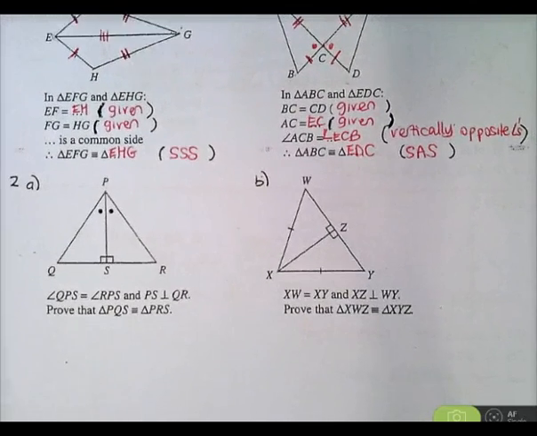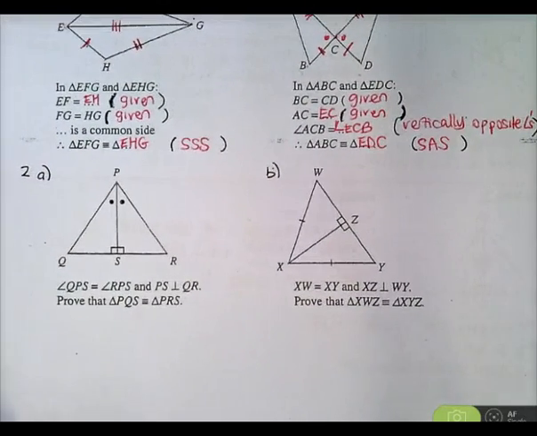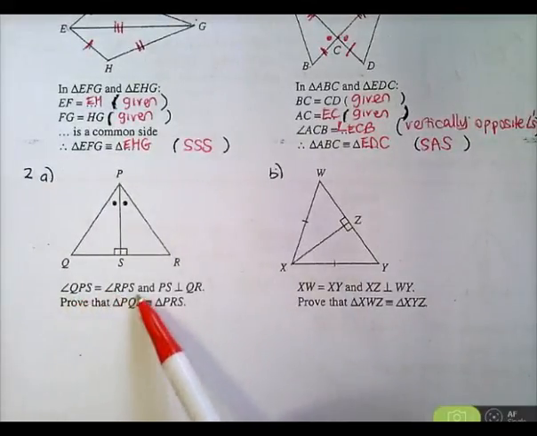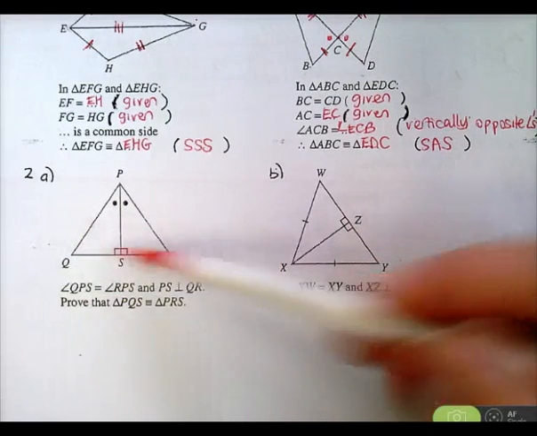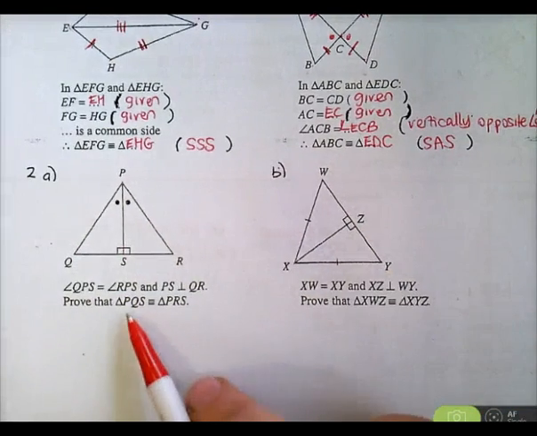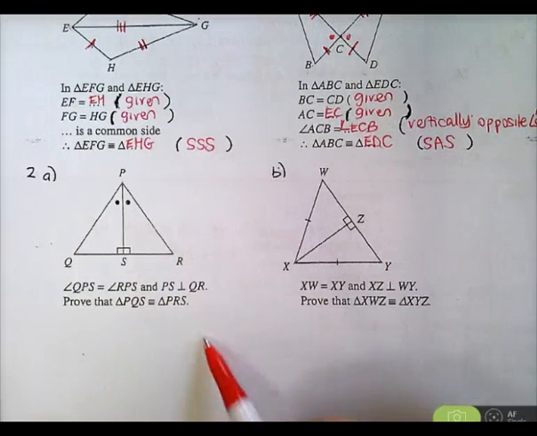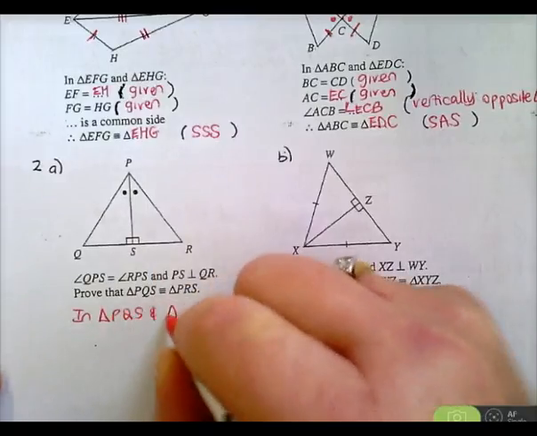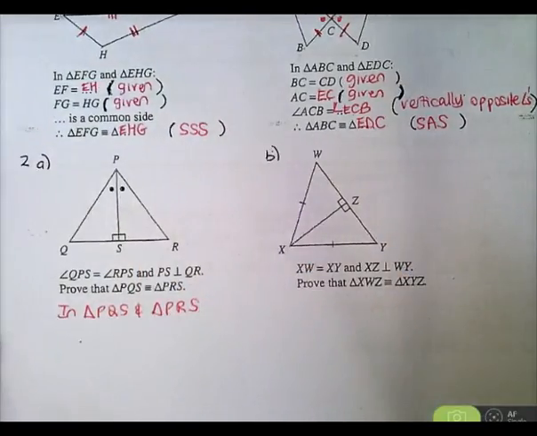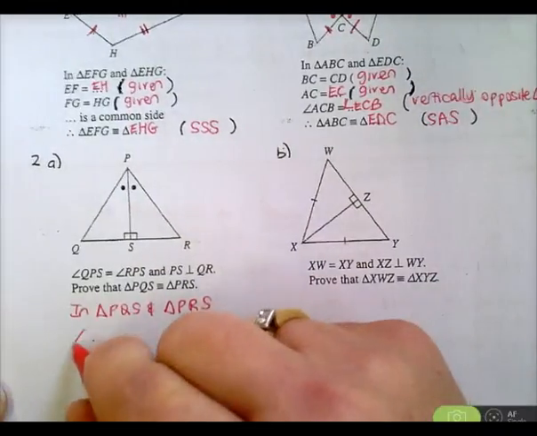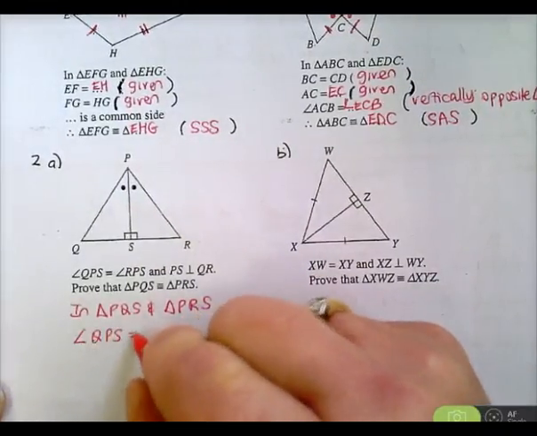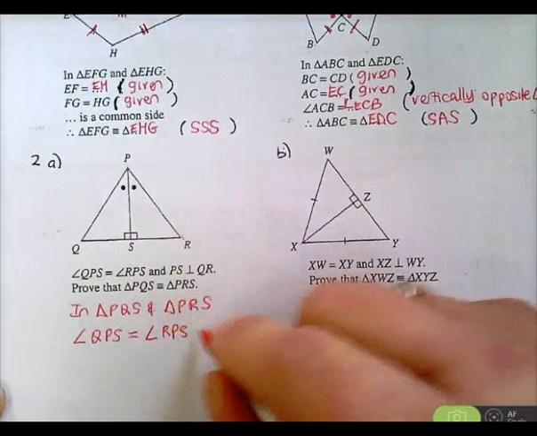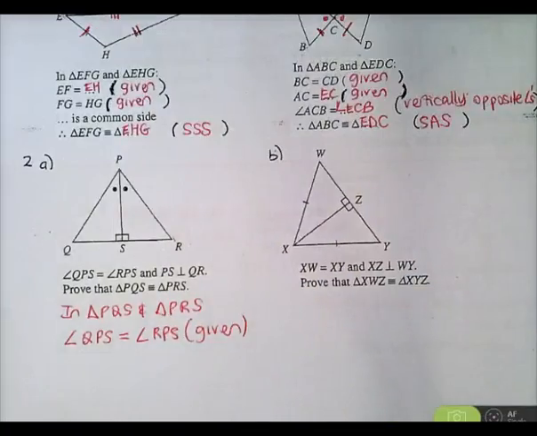Next question. Question 2A. Now this one's not guided. But you are given that angle QPS is equal to angle RPS, and you're given that PS is perpendicular to QR. You have to prove that triangle PQS is congruent to triangle PRS. So we can say in triangle PQS and triangle PRS, what have we got, girls? Well, we've been given some information. What have you got? Angle QPS is equal to angle RPS. Reason? Miss, given. But we already stated that. Do we just? Yes, you have to say it again.